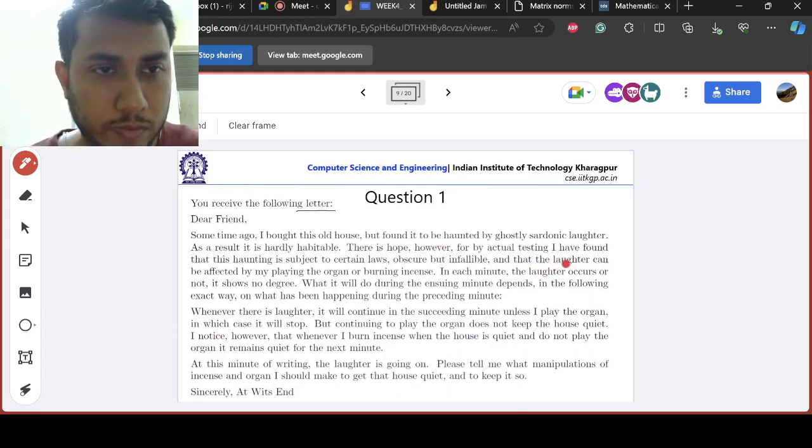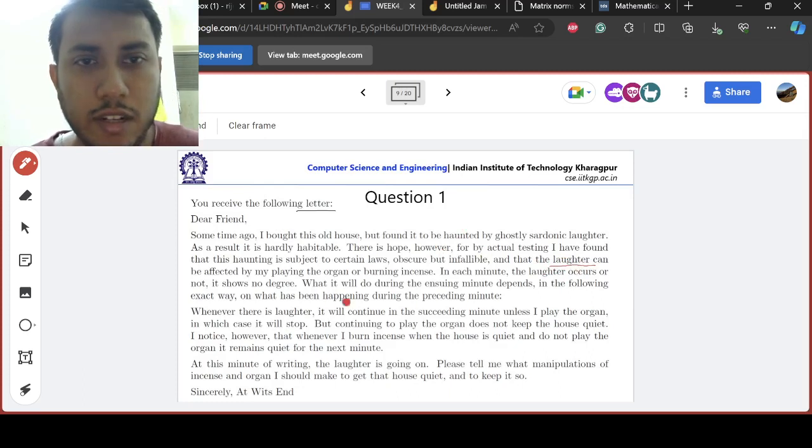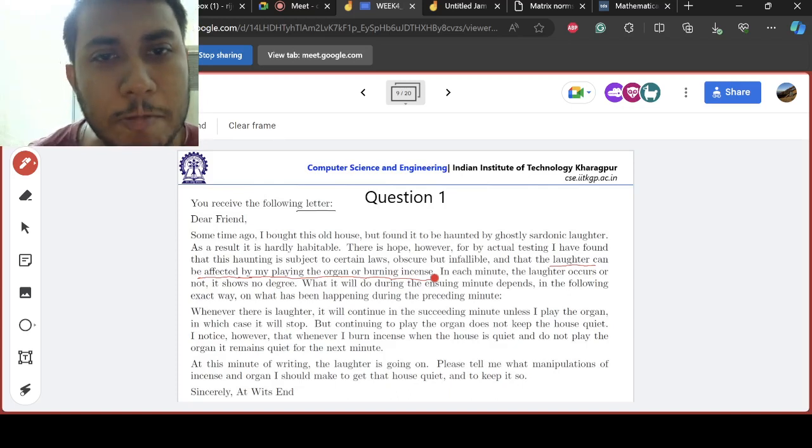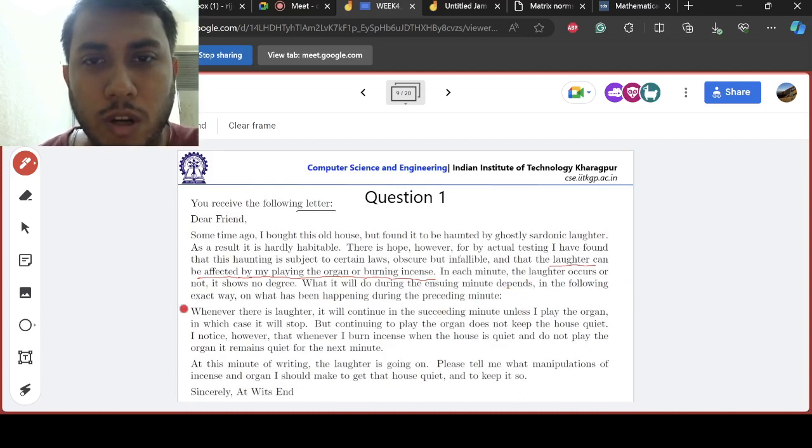So the laughter can be affected by my playing the organ or burning incense. In each minute the laughter occurs or not, it shows no degree. What it will do during this issuing minute depends in the following exact way on what has been happening during the preceding minute.